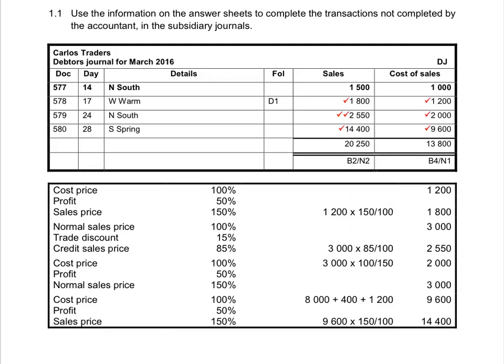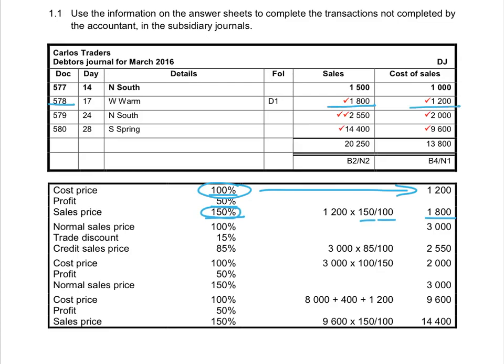The cost price is 100, profit is 50, sales price is 150. The cost price was given as 1,200. So if we want to calculate the sales price, the one that we want, multiply with 150, divide by the one that we know, 100, and that will give us 1,800. The previous document was 577, so this document will be 578. In the sales column, we will show that the income is 1,800, and in the cost of sales column, we will indicate the 1,200.